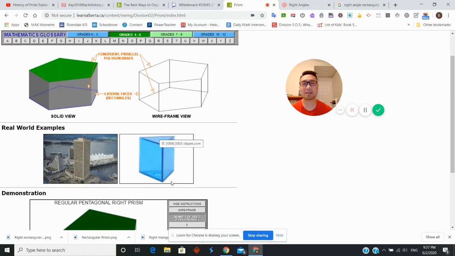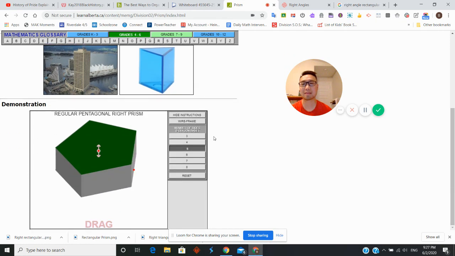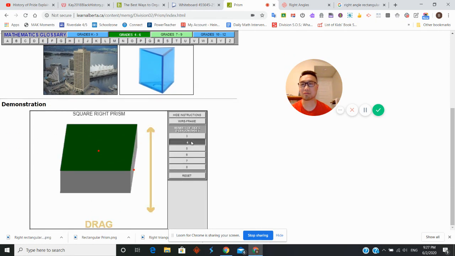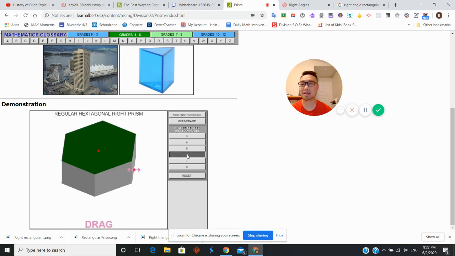Over here, you have two triangular bases and all around are rectangles. So this is an example of a triangular prism. There are square prisms and hexagonal prisms, where the bases are six-sided shapes. So as you can see, there are different kinds of prisms, so long as the top and bottom bases are exactly the same, they're congruent, and all around are rectangles.